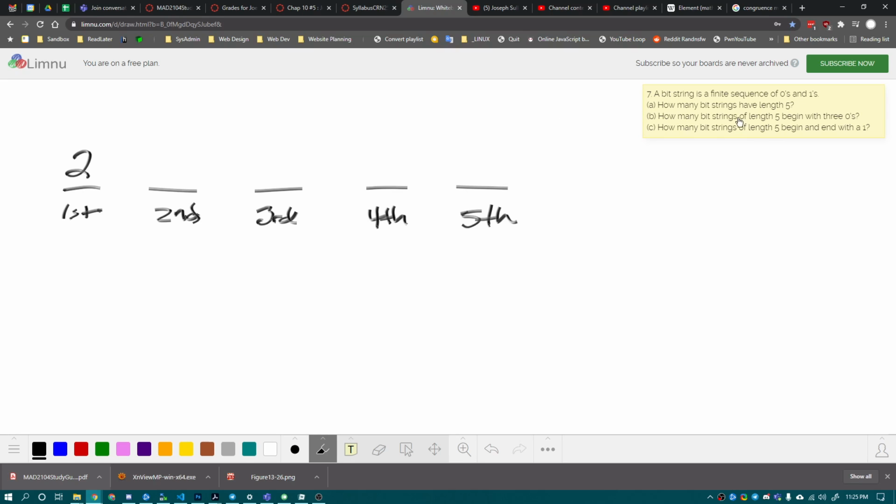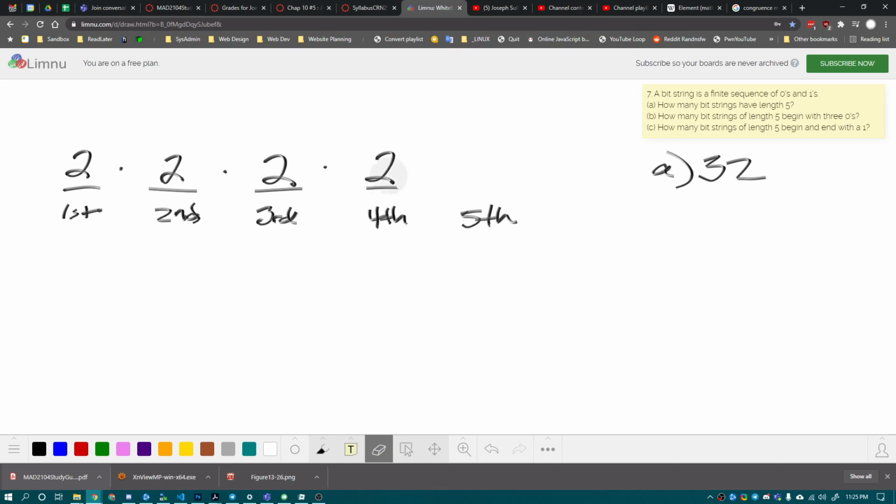And this is true for each of these characters. This can either be a 0 or 1. This can either be a 0 or 1. 0, 1, 0, 1. So how do we find this? Well, we multiply these numbers together. So 2 times 2 is 4, times 2 is 8, times 2 is 16, times 2 is 32. So A is 32.